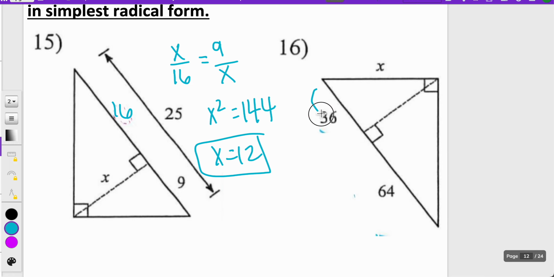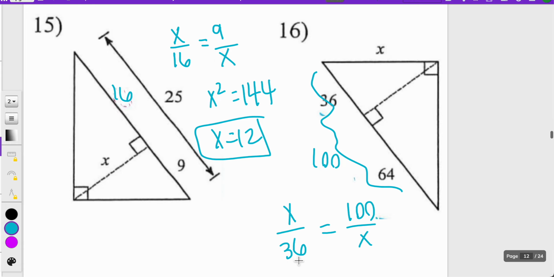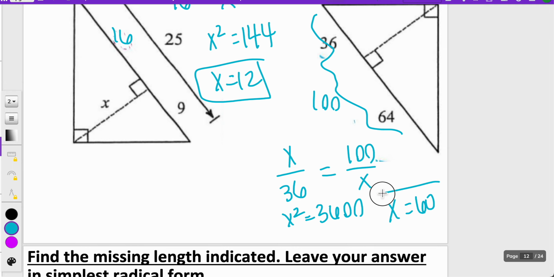For this one, it would be helpful to go ahead and find this entire length. That's 100, because now I'm given my hypotenuses for these. So if I compare x over 36, that's hypotenuse over leg, then I can do the same thing here. Hypotenuse 100 over leg x, okay? So I'm going to get x squared is equal to 3600, so that means x should be equal to 60.